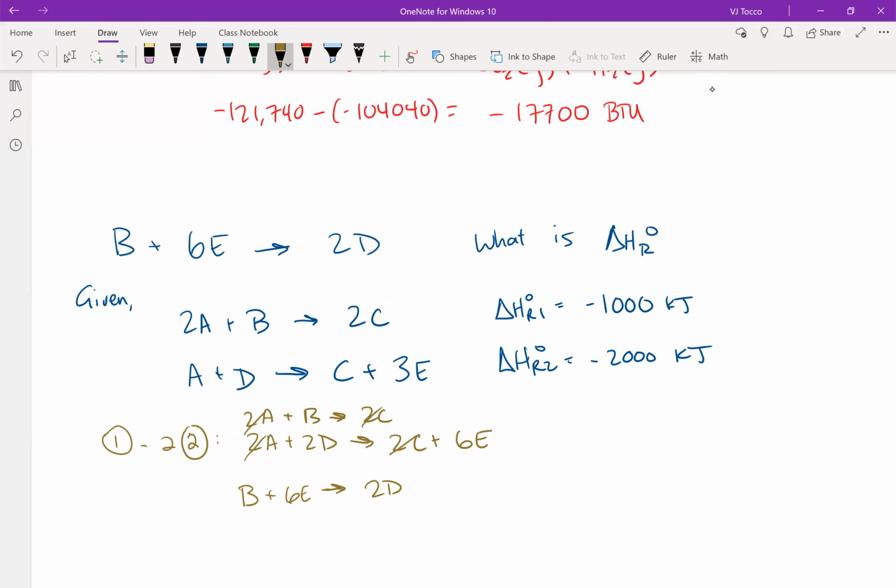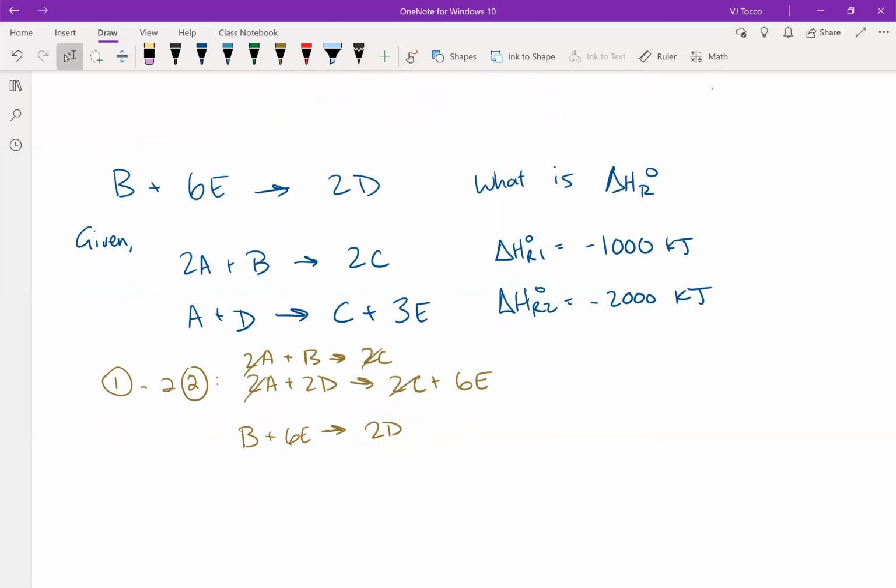Here, once again, I'm going to figure out what the heat of reaction is by doing algebraic manipulation in the same manner as I did on the chemical reactions. So it's going to be the heat of reaction 1, which is minus 1,000, minus 2 times the heat of reaction 2. 2 times negative 2,000 is negative 4,000. Negative and negative is a plus, and this is going to net me 3,000 kilojoules as my heat of reaction. So this is Hess's law. There are some more examples that I recommend in the textbook if you're interested in going into more detail on this, but that will complete this video, and I'll see you in the next video.